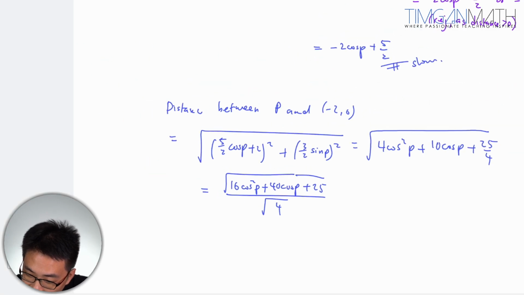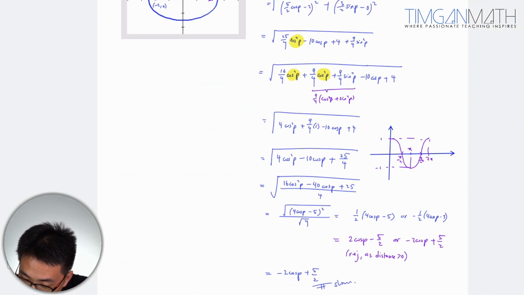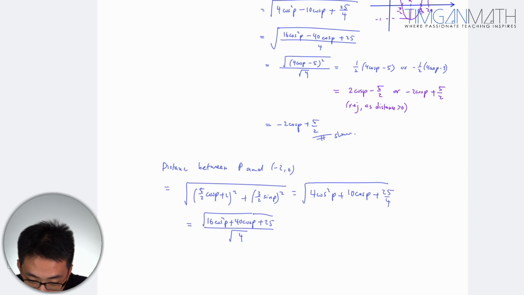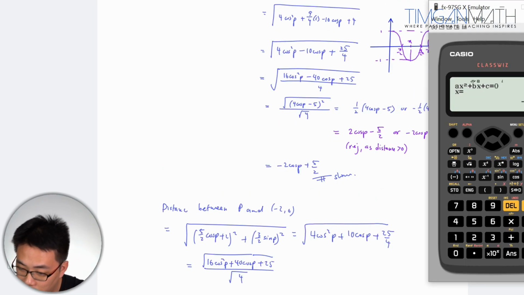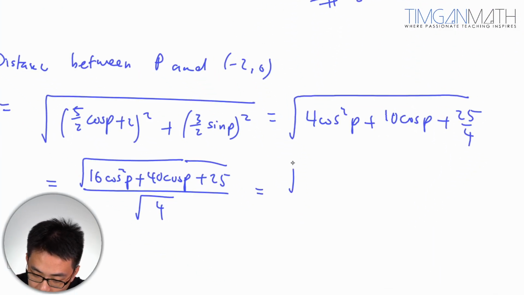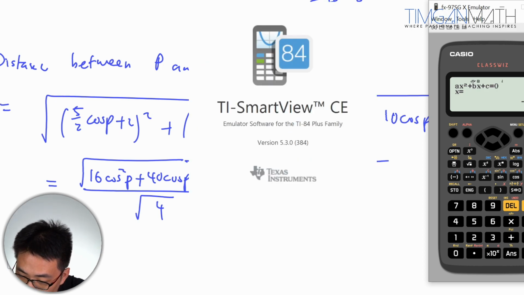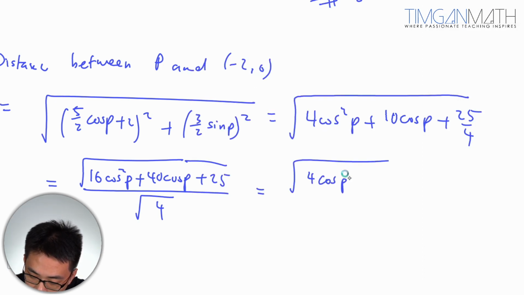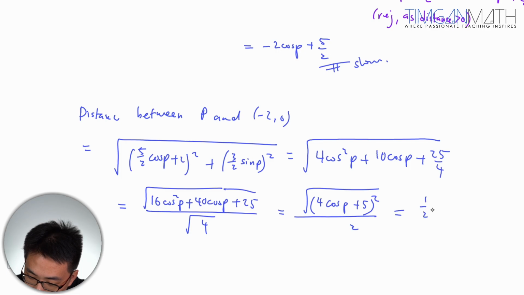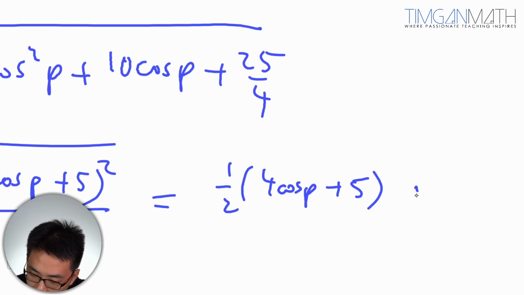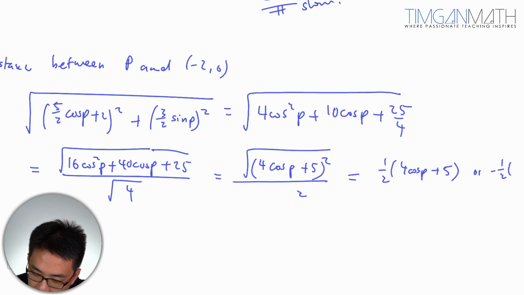Okay, let me see first. Is that correct? 440 plus 25. So I calculated wrongly. That will be similar. This is 4 cos P plus 5 over square over 2. Okay. Similarly, this will be 4 cos pi. So it will be half 4 cosine pi plus 5, or negative half 4 cosine pi.